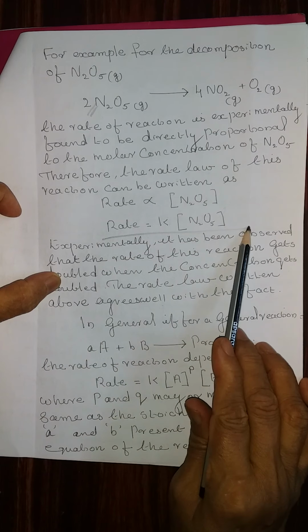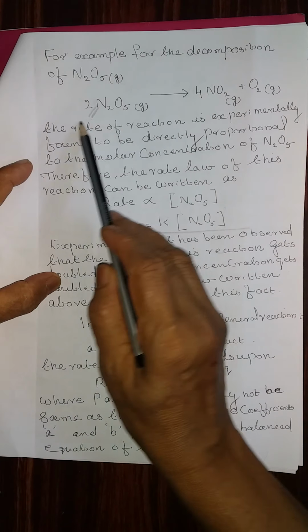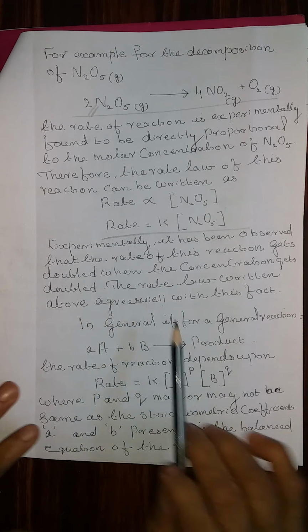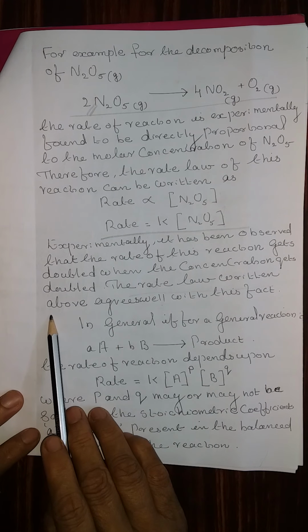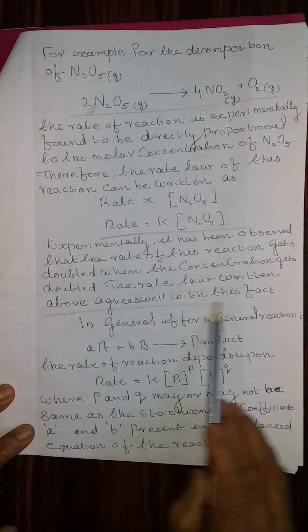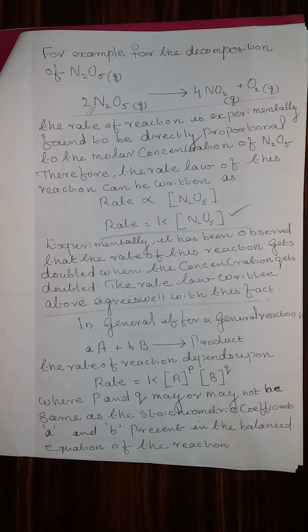Therefore, this rate equation is found to be more accurate than the equation using the stoichiometric factors. The rate law written above agrees with this fact. That means this is the correct rate of reaction.